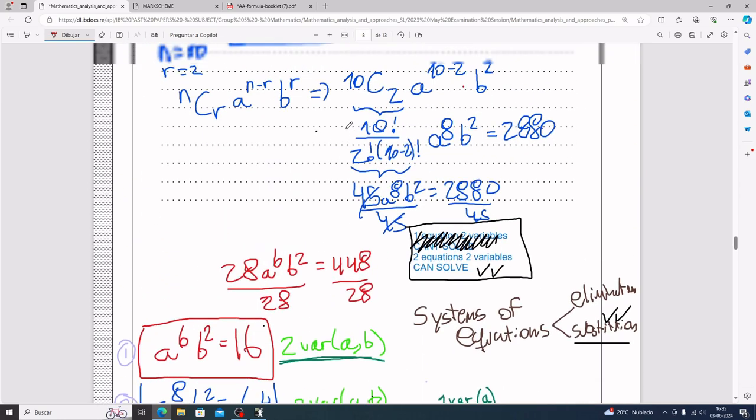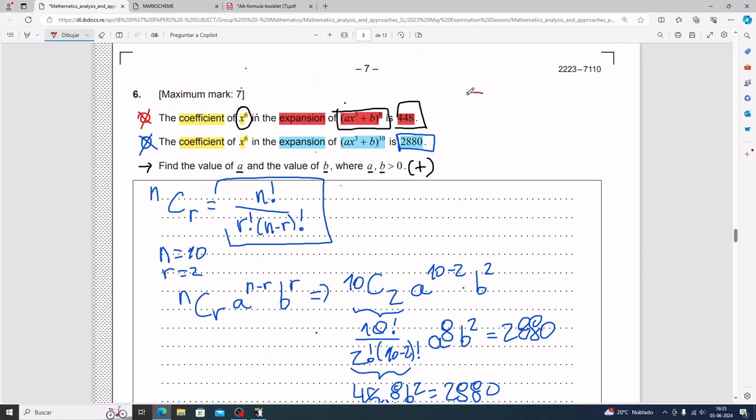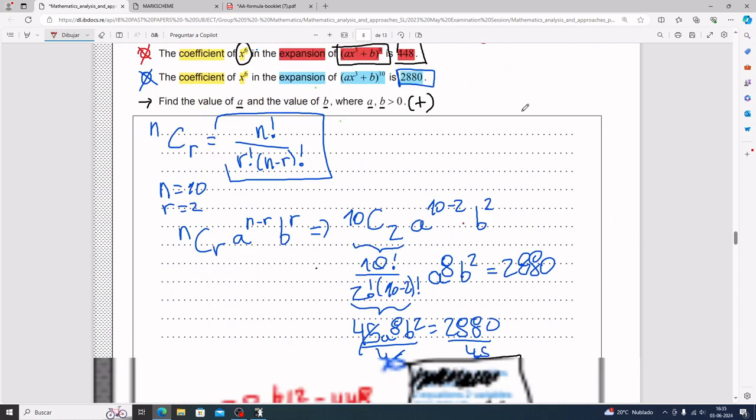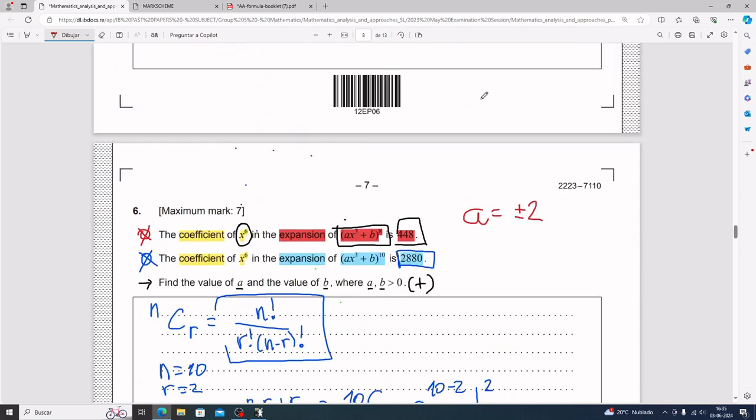So let me just leave that up here: a equals plus or minus 2, right? That is what we have discovered thus far. And if you know that a equals plus or minus 2, you remember that they told you, careful, a and b are positive. So that helps you even more. For a, you have to leave it as a equals 2.